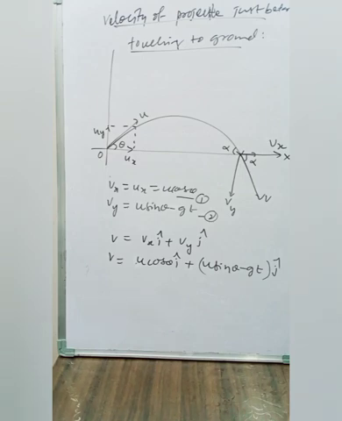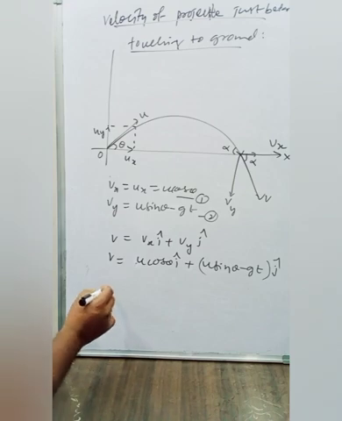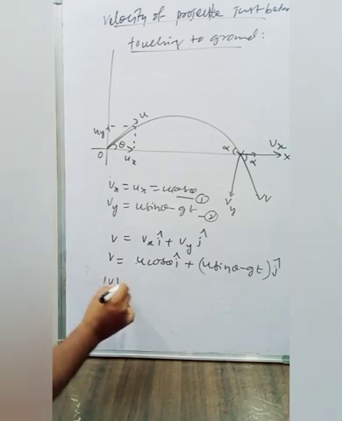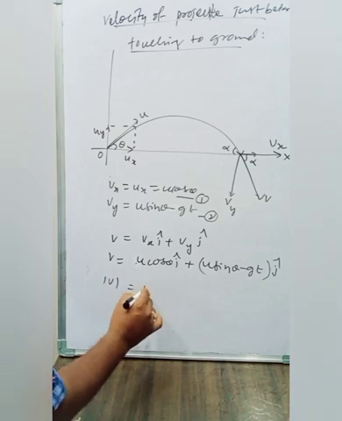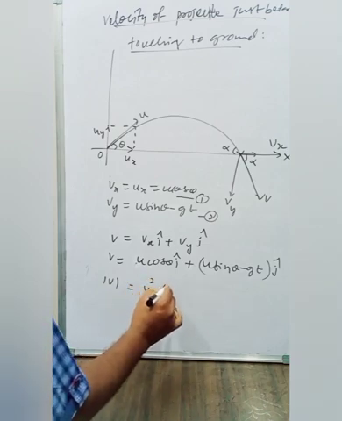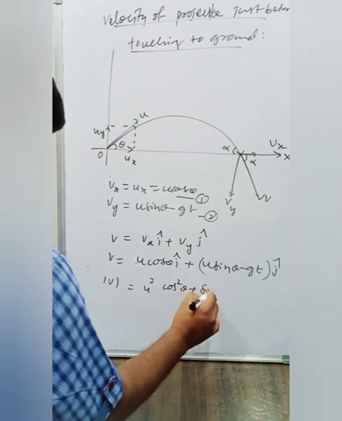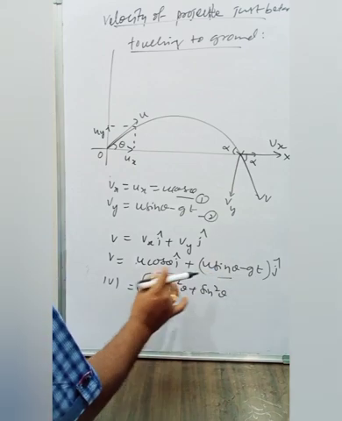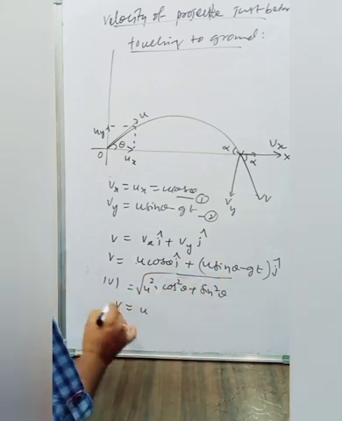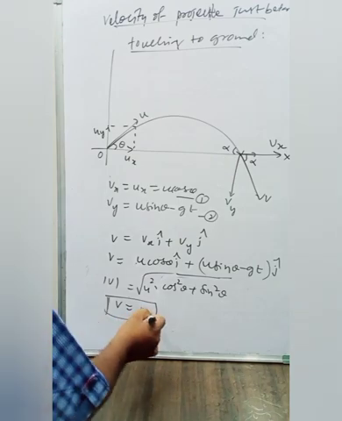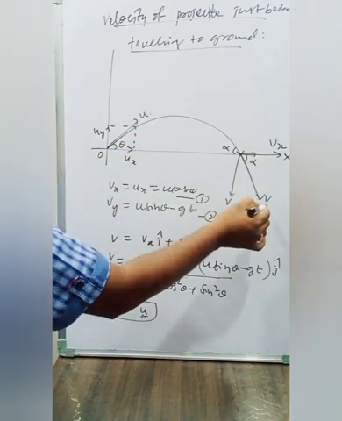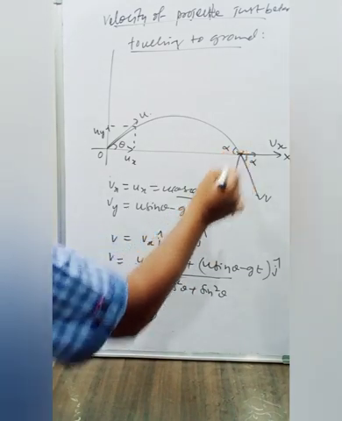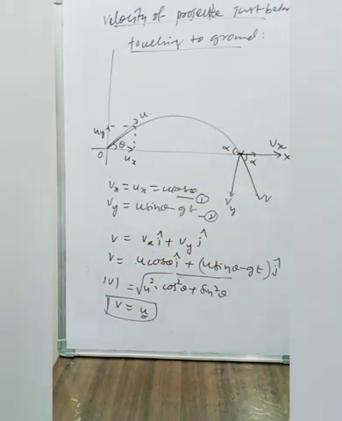In the above equation, we take the squaring and then the square root, meaning the magnitude, which gives u square cos square theta plus sin square theta under root. Therefore v is equal to u: the initial velocity of the projectile is equal to the final velocity of the projectile at the reaching point.